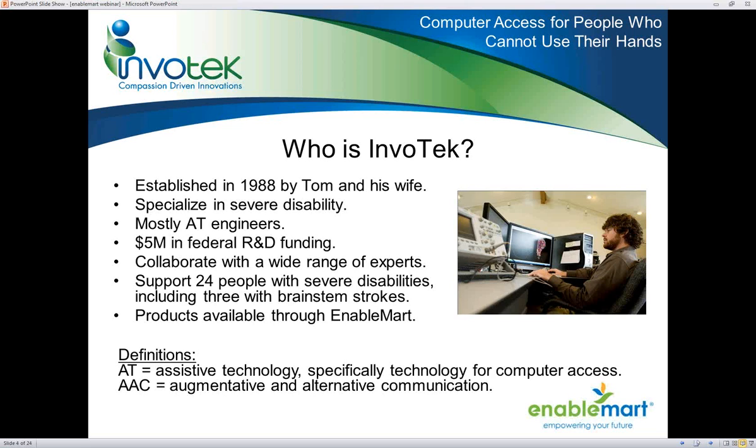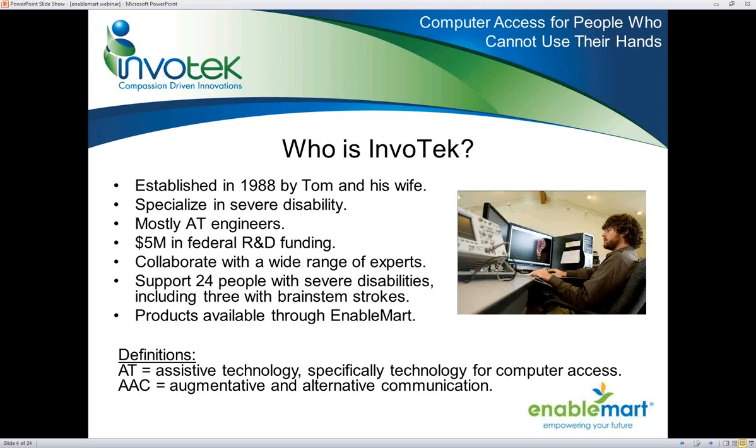All right, so Jessica gave you a very nice overview. We've been doing this a long time. We really specialize in people with severe disabilities. We collaborate with a wide range of people, and that's really important because I'm an engineer, but I work with speech-language pathologists who specialize in acquired disabilities, speech-language pathologists who specialize in early childhood development, and so because of that we have a broader range of expertise than you would normally get with an engineer.